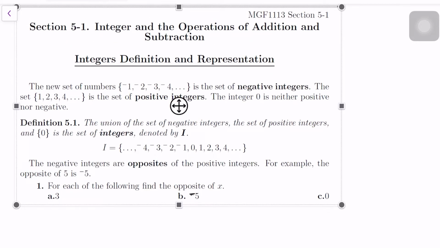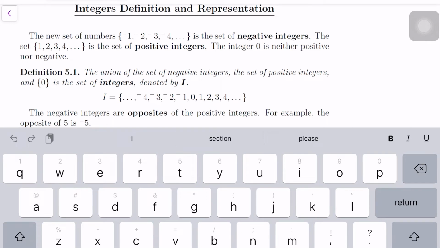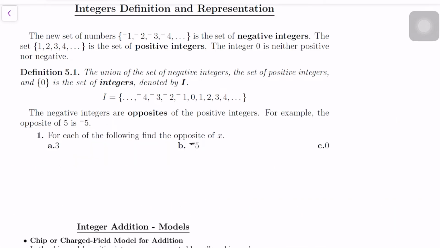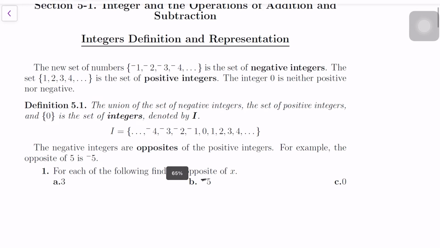In section 5.1, we will discuss addition and subtraction of integer numbers. We did discuss already addition and subtraction for whole numbers, but now we're going to introduce negative numbers, or opposites of positive whole numbers. So we're going to talk about the set of integers.